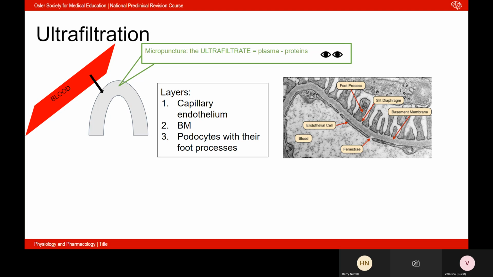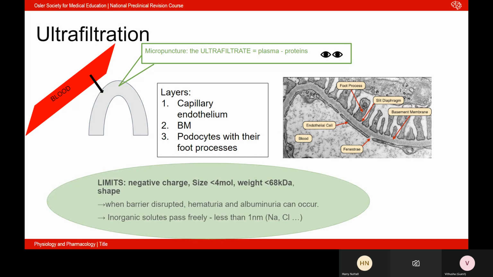It's the podocytes. And basically, I've just put a little explanation here. The capillary endothelium blocks cells largely. The basement membrane is negatively charged with its glycosaminoglycans, and that restricts the passage of large solutes. But then it's really these podocytes with their slit pores, which are covered by diaphragms, which repulse all the other things with their negative charge. So there are certain limits on what can pass through. The negatively charged things can't pass. Things which are above a certain size, above a certain weight, and of a certain shape also can't pass.